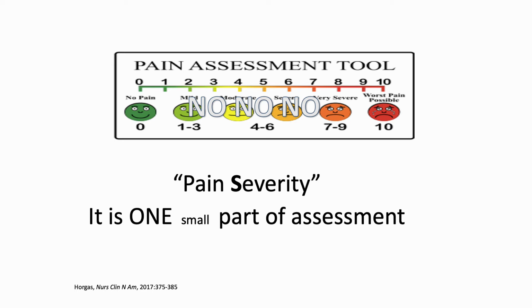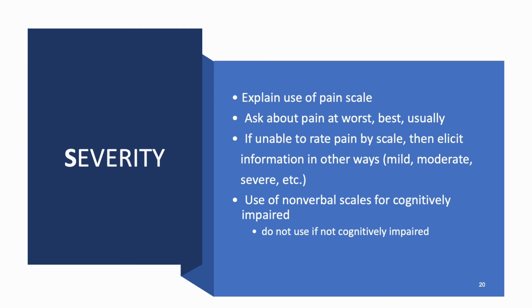I want to know, what can that person do? What is their function? How is their sleep? Versus giving me a number. Or if they're going to give me a number, I need to know, what is it now? What's it at its worst? What's it at its best? What is it overall? So you want to explain the use of the pain scale and ask about when it's best and worst. If they're unable, then try to elicit information in other ways: mild, moderate, severe. Obviously, with the cognitively impaired, we're not going to use it, and you use nonverbal skills.